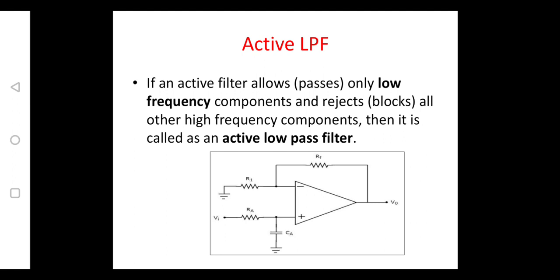It is not considering any factor of amplification. But in case of active filters, as we are having an op amp over here, along with this filtering, it also performs the other operation of amplification. So always in case of active filters, the output voltage will be greater than that of the input voltage.